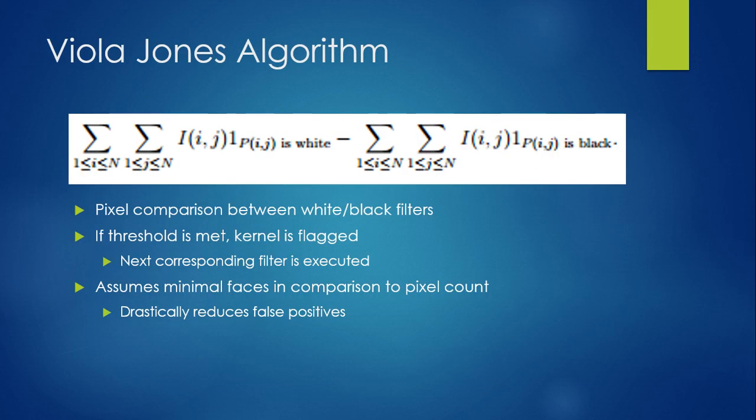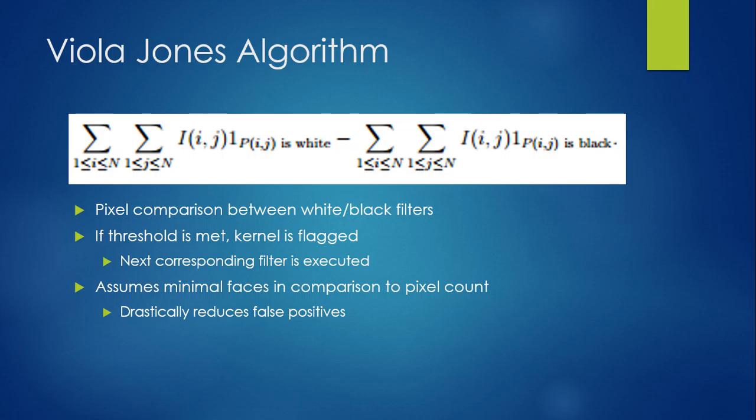So how does the Viola-Jones algorithm work? It's actually fairly simple. All it does is essentially sum up all the pixel intensities within the white rectangles and subtract that from all the pixel intensities from the black rectangles. And if the output of this formula exceeds a certain threshold, then that filter is flagged as a potential candidate for a face, and the next Haar filter will be implemented to determine whether it was a false positive or true.